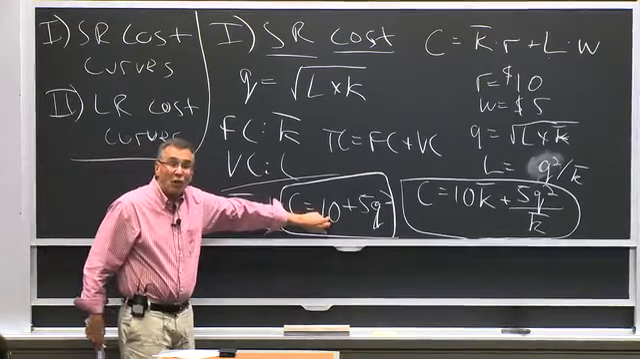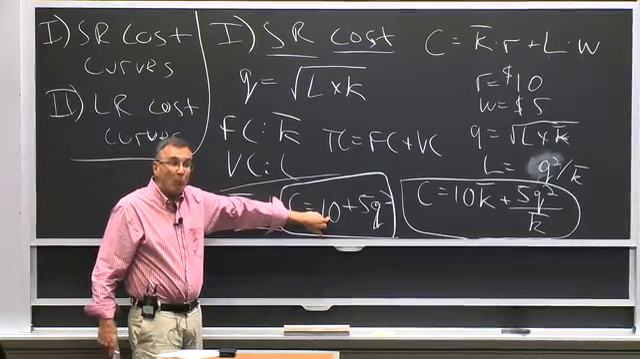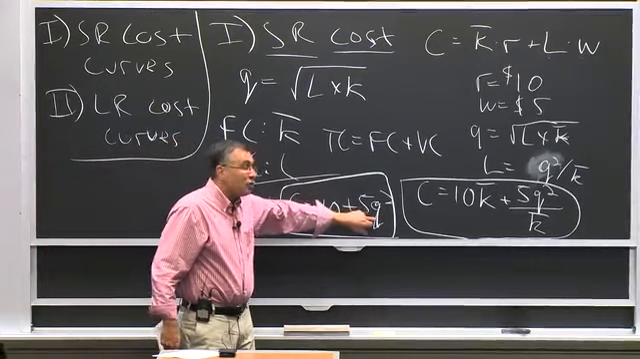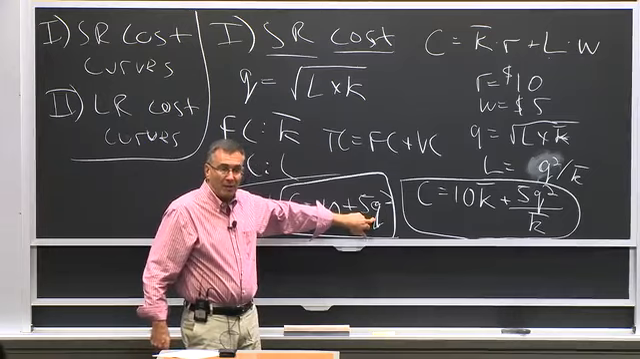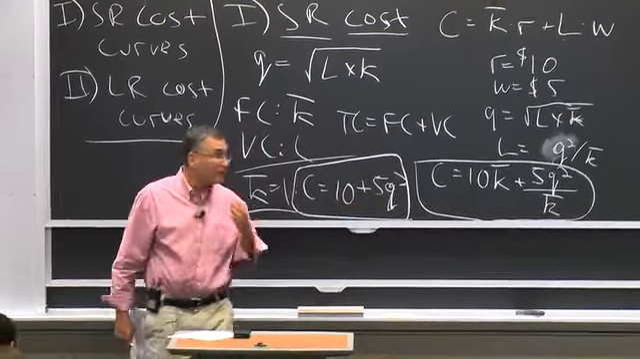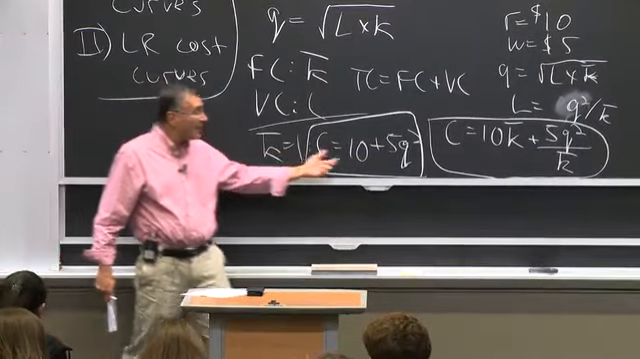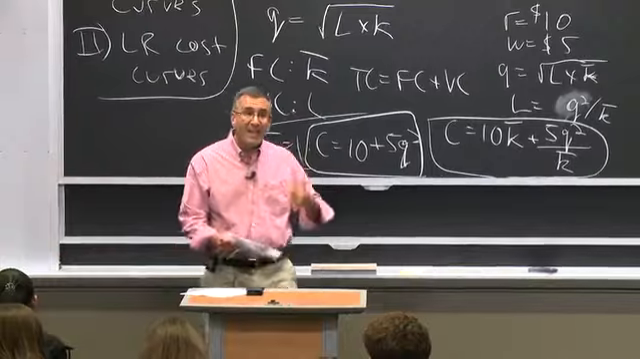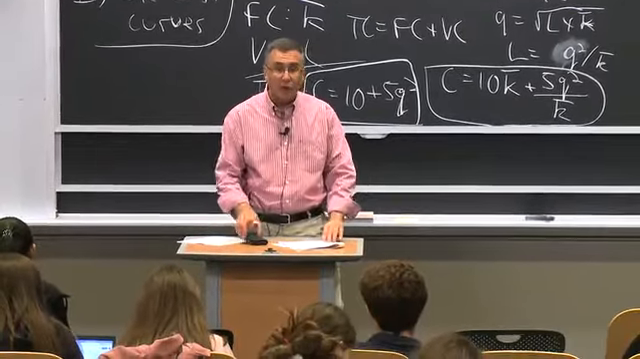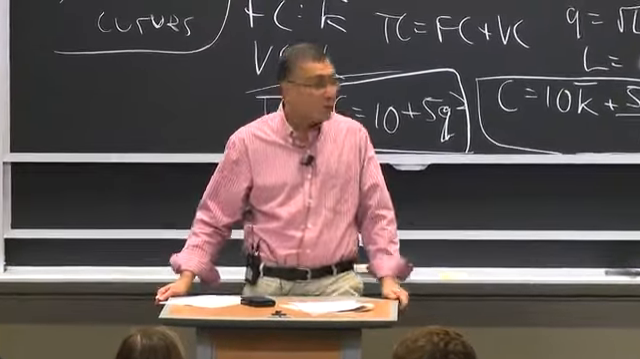10 is the fixed cost component. That doesn't vary with the amount you produce, so there's no Q part of this. 5Q squared is the variable component. That varies with how much you produce. So the cost function is a fixed part, which comes from the fact that there is one fixed unit of capital, and a variable part, which comes from the fact that the amount of Q drives the amount of labor we need. Okay? Questions about that math?